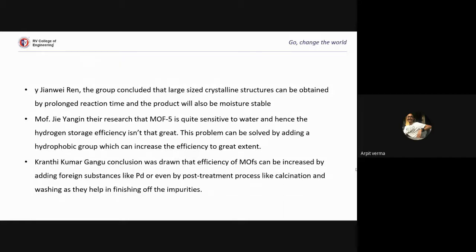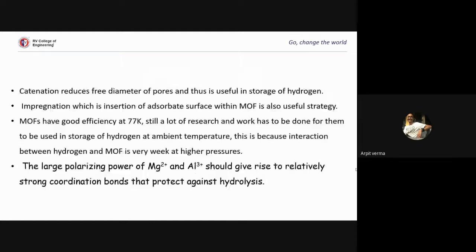One problem that MOFs encounter is that they are sensitive to water. This problem can be tackled by adding a hydrophobic group, which can increase the efficiency of MOFs to store hydrogen. Another way of increasing the efficiency is by adding foreign substances like palladium, or even processes like calcination and washing as they finish off the impurities. One method that can help in increasing the efficiency is catenation, which reduces the free diameter of pores. Another method is impregnation, which is the insertion of adsorbate within the MOF.